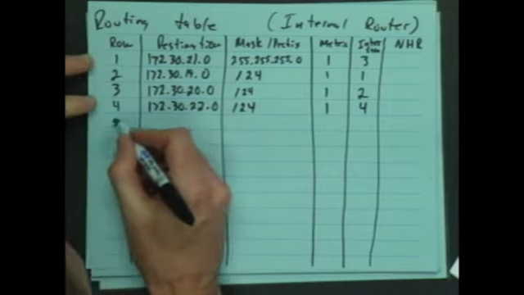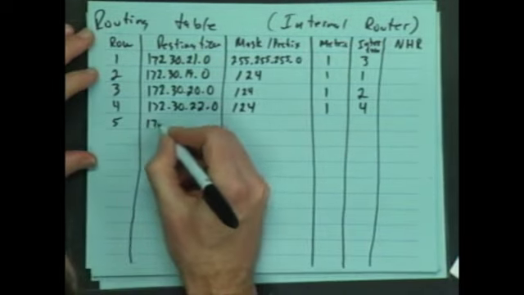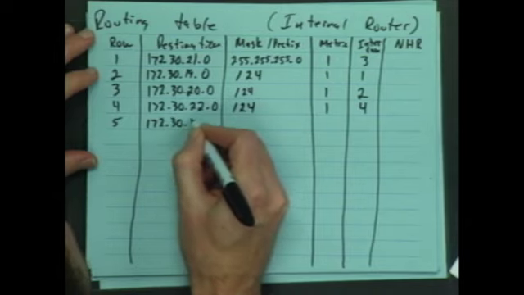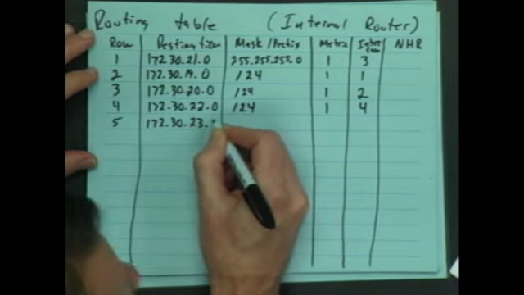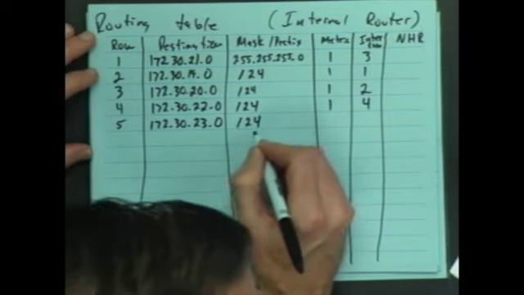So row 5 is now, where are we at? 23, 172.30.23.0. This is also a /24.